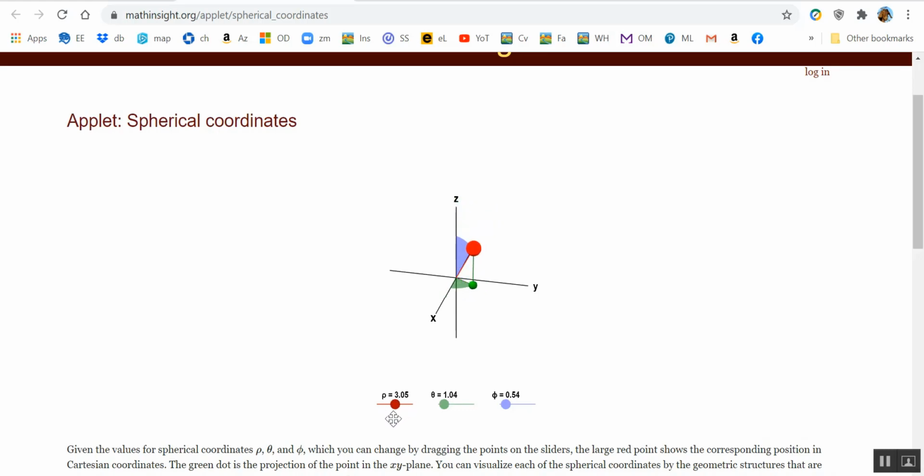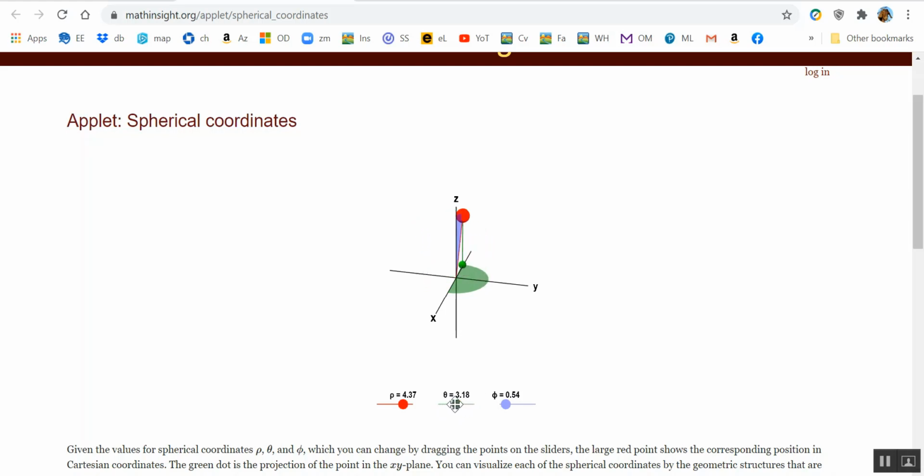Rho changes the distance from the origin. So if you fix rho, you're going to get a sphere, because you want all the points a fixed distance from the origin. Now, theta is theta from polar. So this is theta equals 0, and then theta equals pi over 2, theta equals pi. So theta will swing you around the circle, all right?